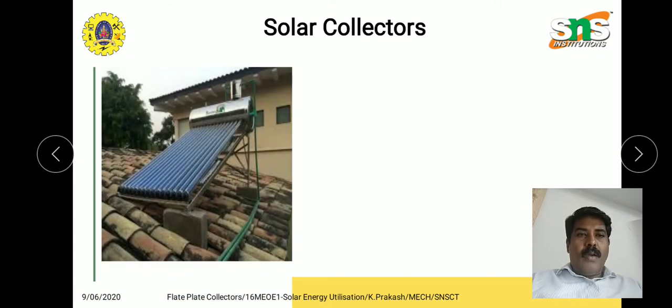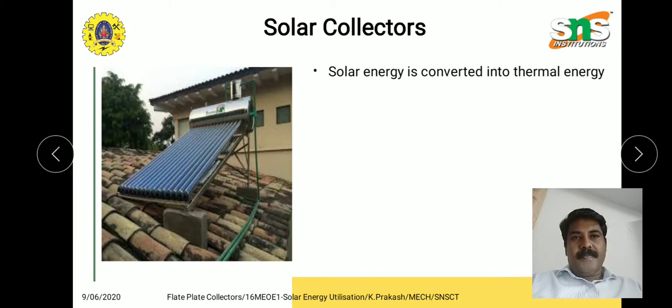Before going to the topic, we will see what is meant by a solar collector. In our day-to-day life, in our home, we use hot water for various purposes. For drinking purposes we use hot water, and to take a bath we use hot water. So, how is the available cold water converted into hot water? What are the existing methods?